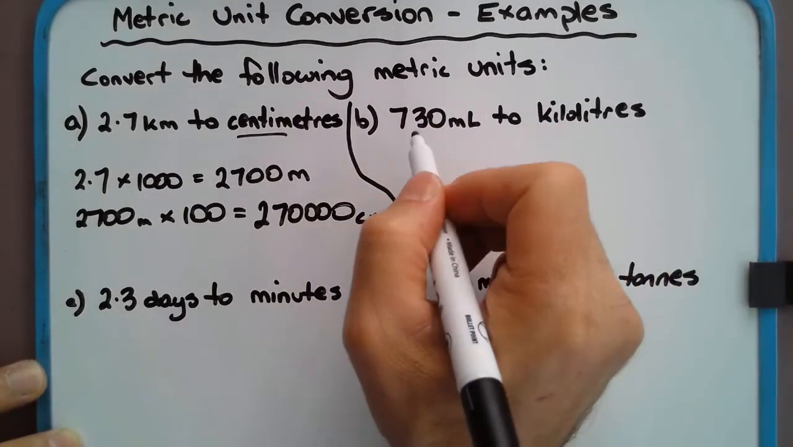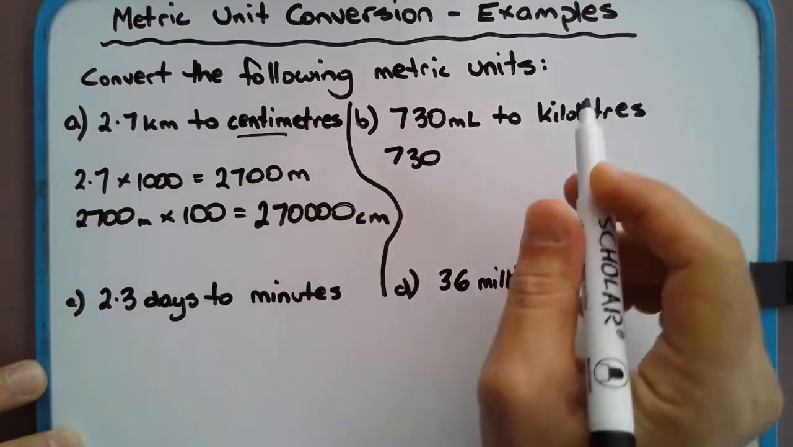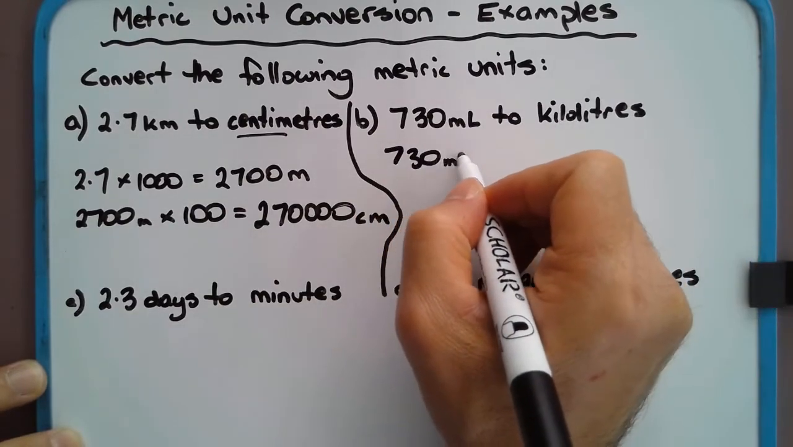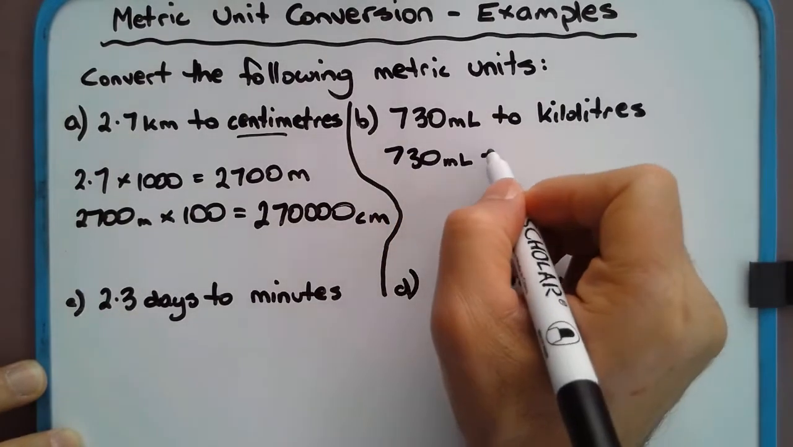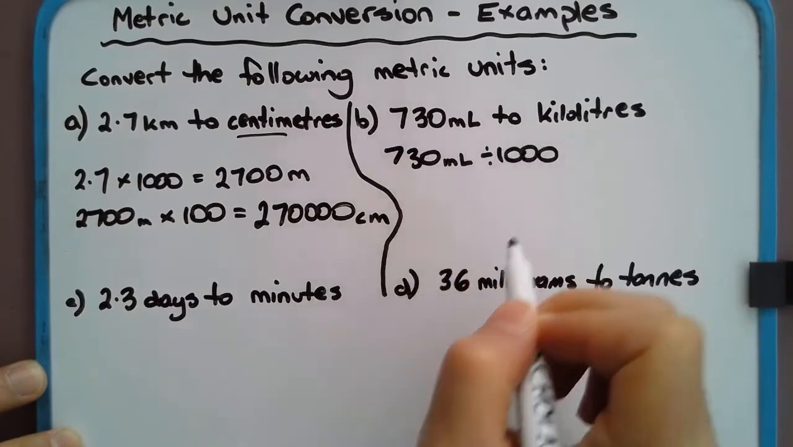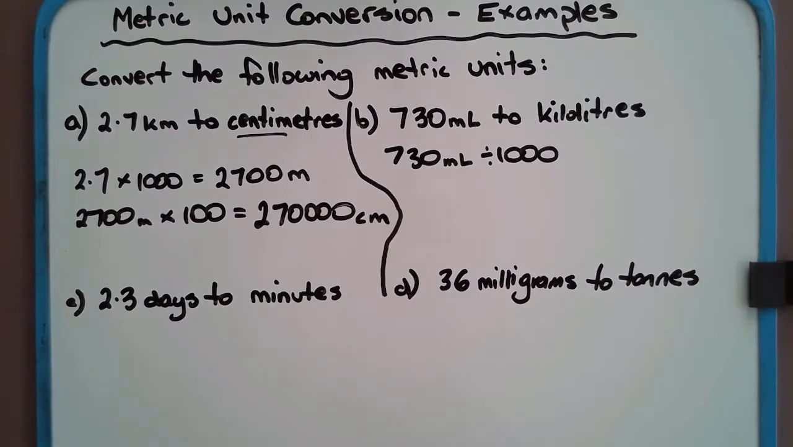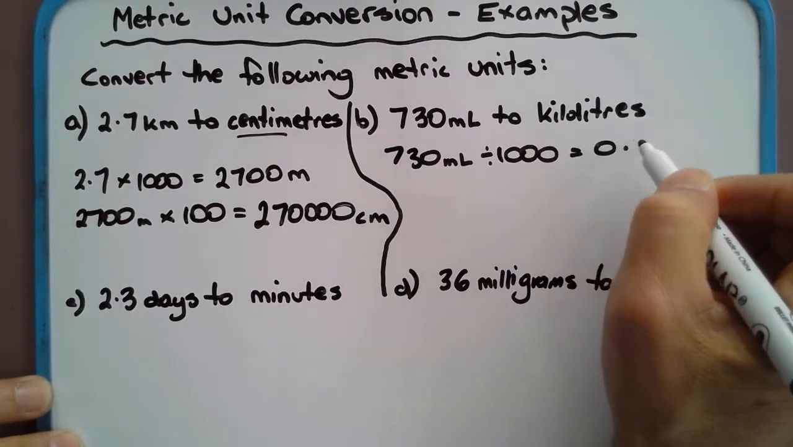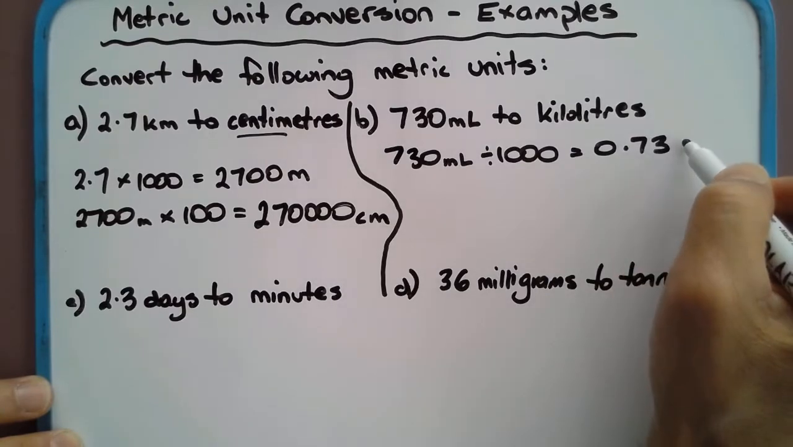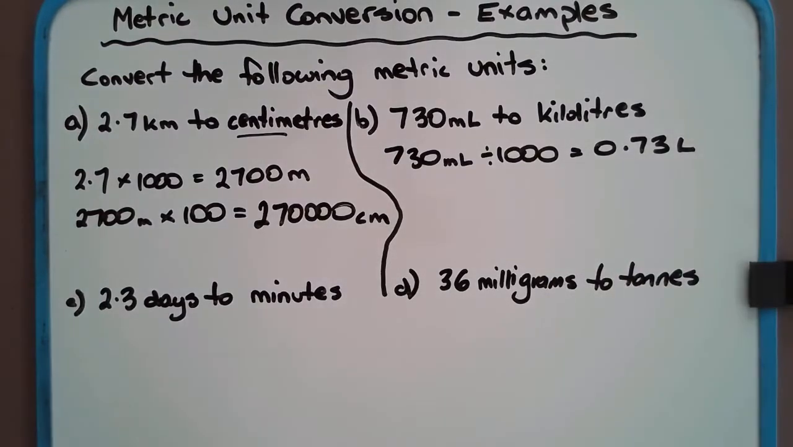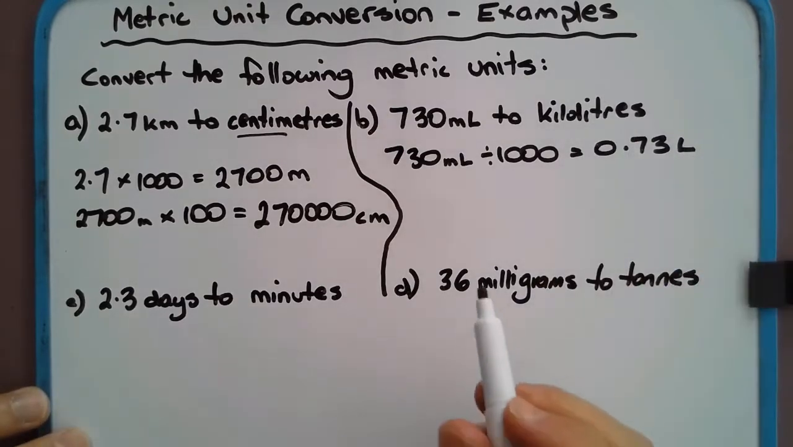First things first, let's convert it into liters. So 730 milliliters, we're going to divide that by 1,000. After all, there's 1,000 milliliters in 1 liter. Milli is 1,000th, so there's 1,000 of these in 1 liter, and we're going to get 0.73 liters.